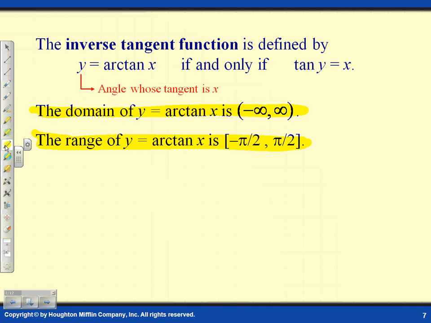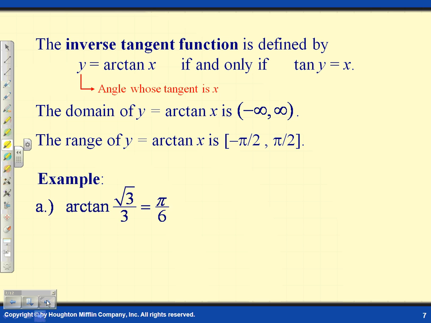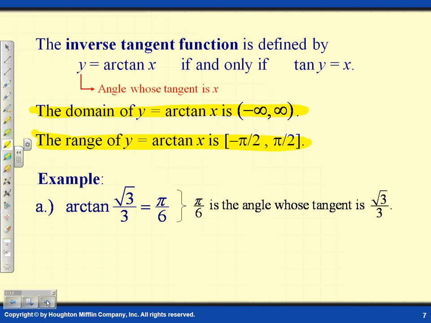Notice that tangent and sine have exactly the same range. That's helpful, right? Tangent and sine have exactly the same range. Quadrants 1 and 4, okay? Next, example. What angle has a tangent of square root of 3 over 3?